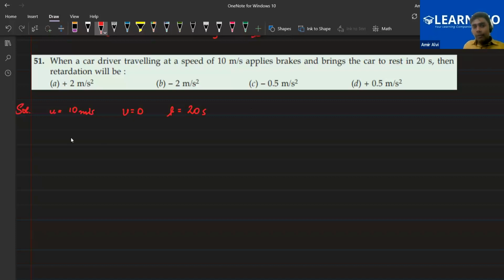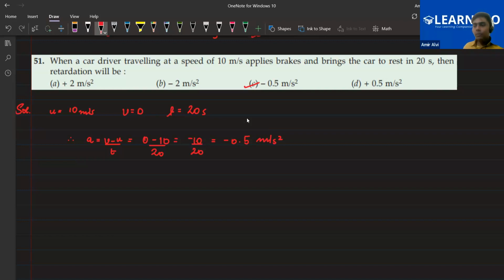Okay. So now it's time to calculate the acceleration. Acceleration is v minus u by t. 0 minus 10 divided by 20. So it is negative 10 by 20. So it is coming out to be negative 0.5 meter per second square. Clear? So this is the correct answer. Those who have given the answer as 0.5 meter per second square, that is the correct answer.